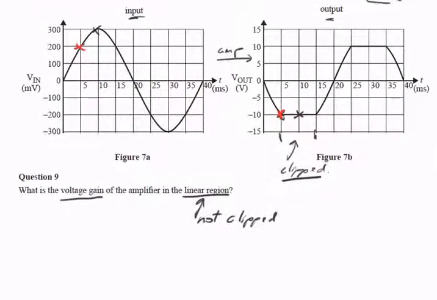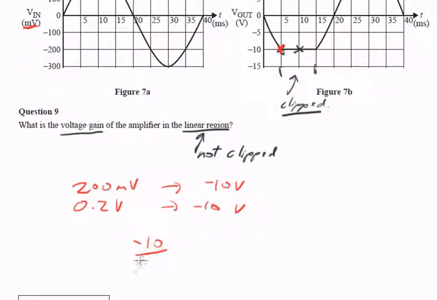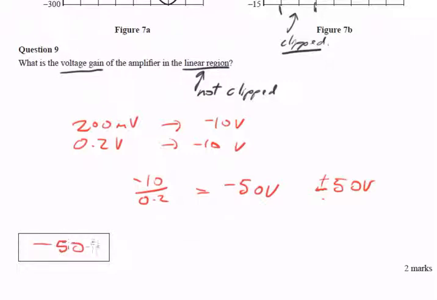Let's do the calculation. So it goes from 200 millivolts. Make sure you get that unit. 200 millivolts into minus 10 volts. So that's 0.2 volts to minus 10 volts. What's the gain? The way we work it out is minus 10 divided by 0.2, which is minus 50. You can put your answer as plus or minus 50; if you put plus, they'll still mark it right, and minus is right as well. So the gain is minus 50 times. Oh, not volts. It's not volts, it's times, because it's the gain.